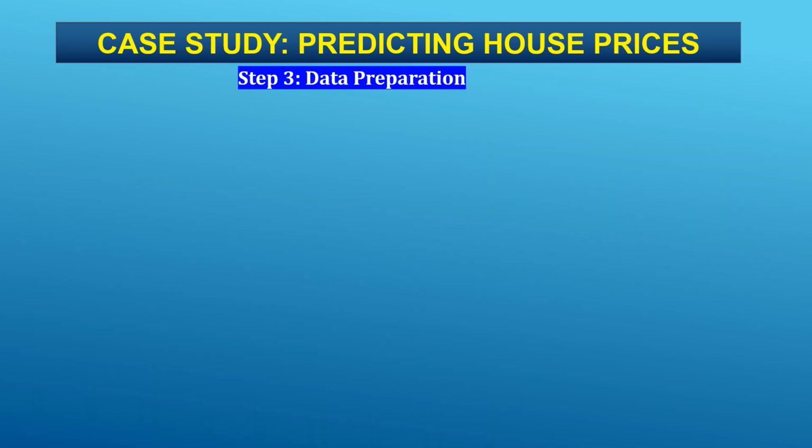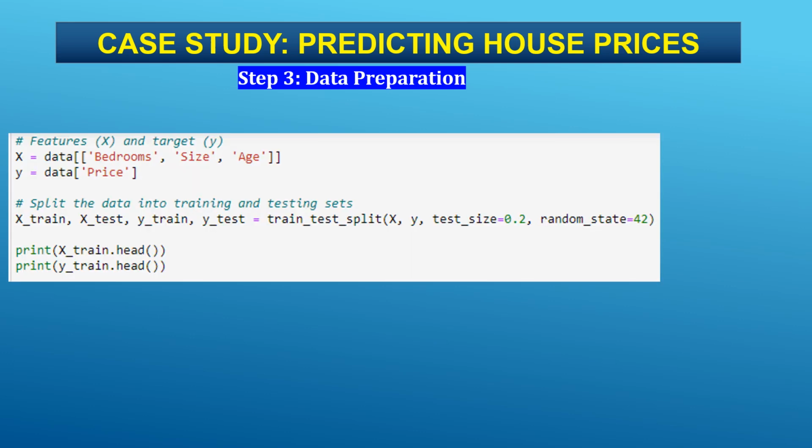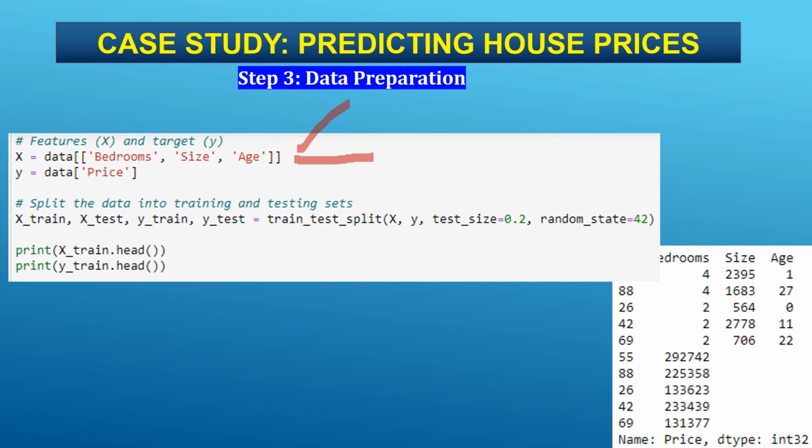Data preparation. We need to prepare the data for training by splitting it into features X and the target variable y. We then split the data into training and testing sets. The code is: prepare the data for training and testing. X is bedrooms, size, and age, selecting the features, and y is the price. And then we use train_test_split to split the data into training and testing, with a test size of 20%, so training is 80%. And this is the result.